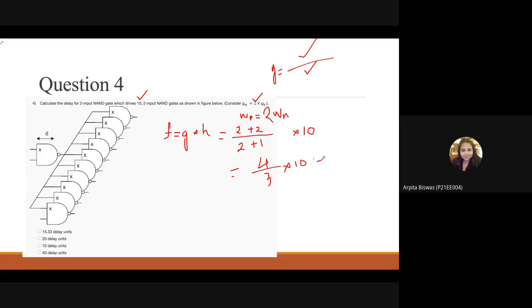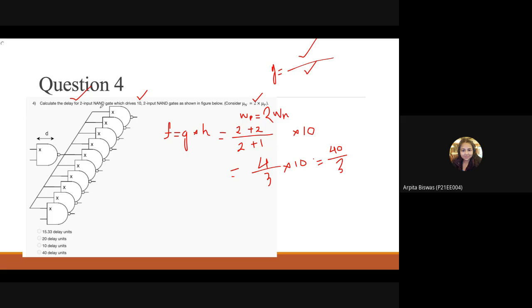Like 40 by 3. And please go through this chapter, how I'm calculating, what this F is, all these things, when you are calculating the delay for a two input NAND gate.